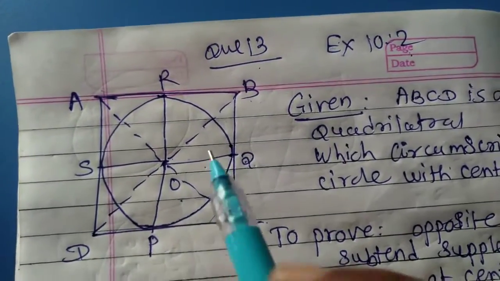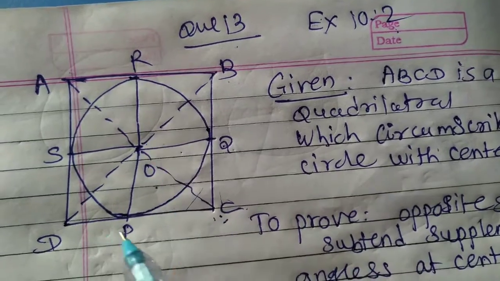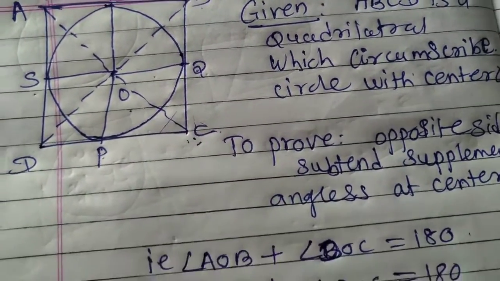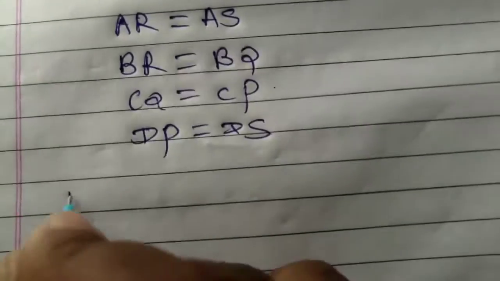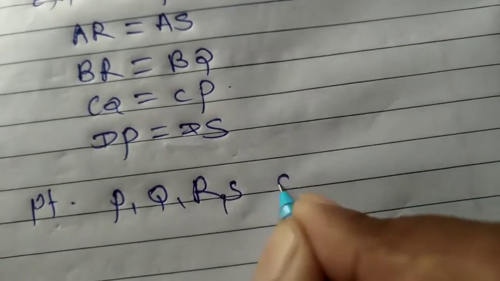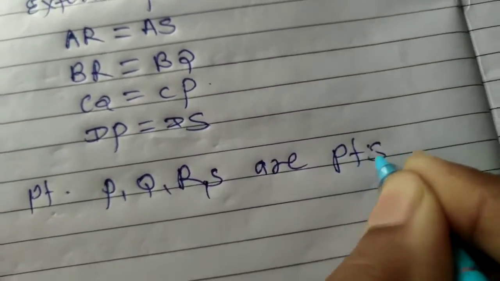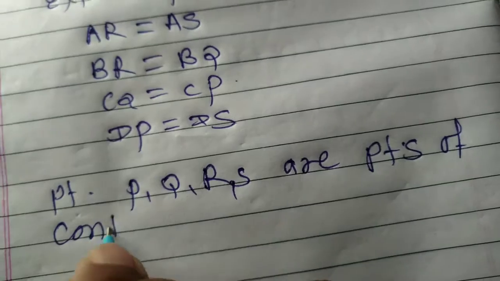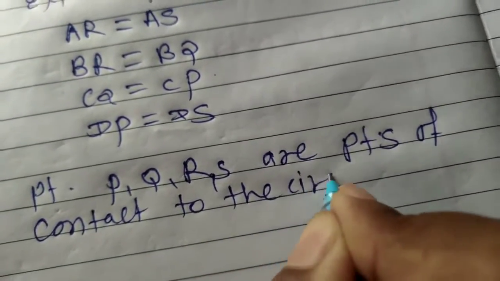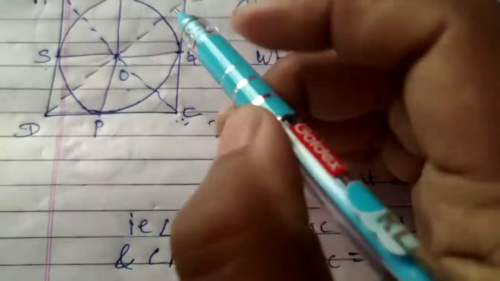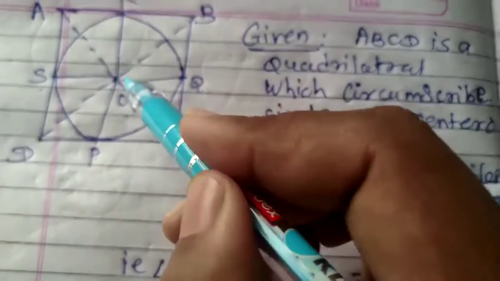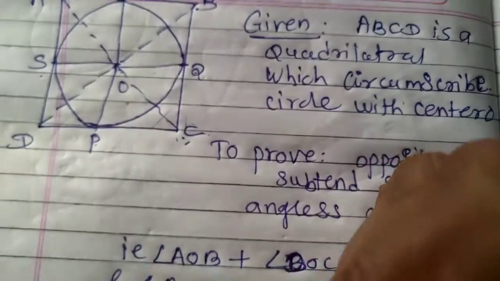Now here we join the points P, Q, R, S. These are the points of contact to the circle. Now we join these exterior points to the center. Means we join the segments OB, OC, OD and OA.